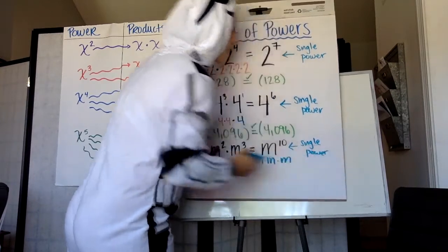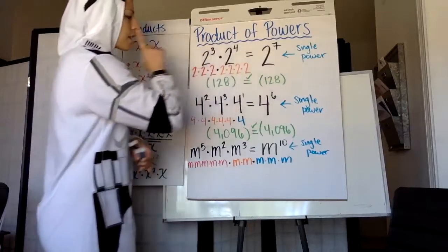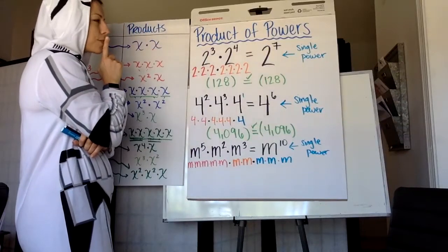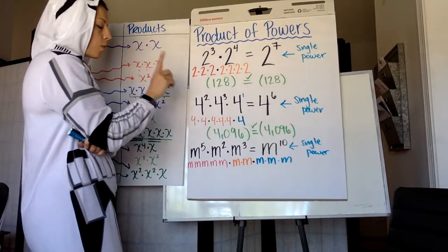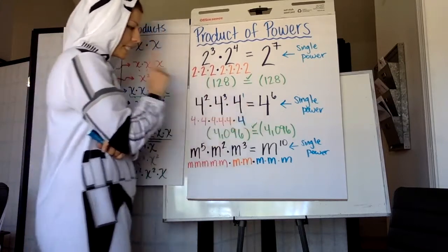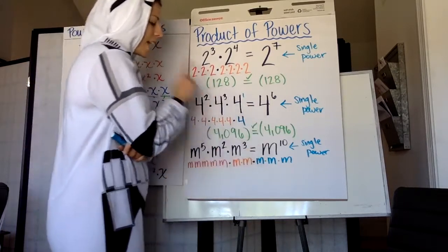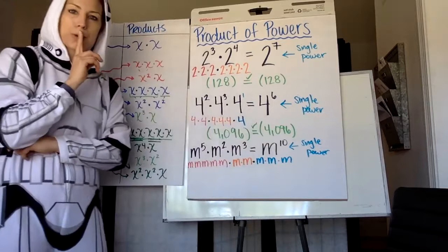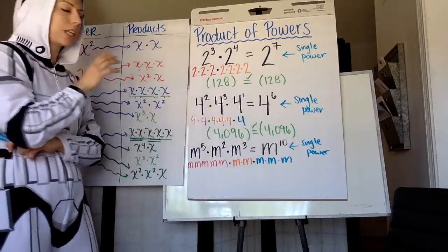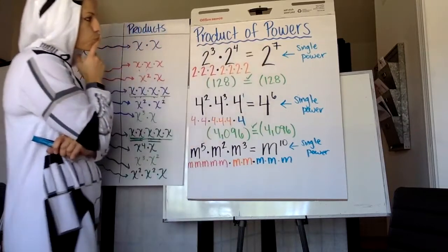Okay, we had 2 to the 3rd times 2 to the 4th equals 2 to the 7th. Wonder if there's a pattern there. We have 4 squared times 4 to the 3rd times 4 was 4 to the 6th. Then we had m to the 5th times m squared times m cubed. Is there a pattern that you notice, that we could jump straight from here to there without having to expand?